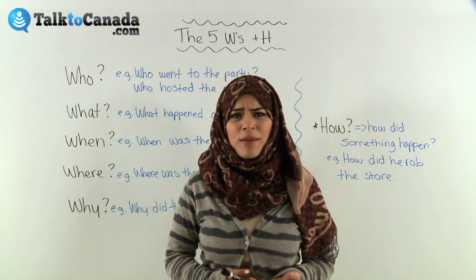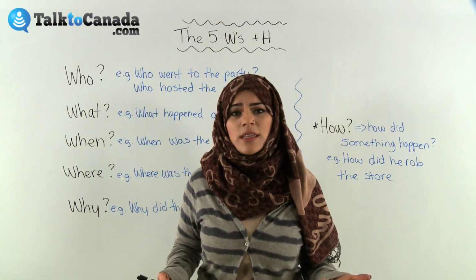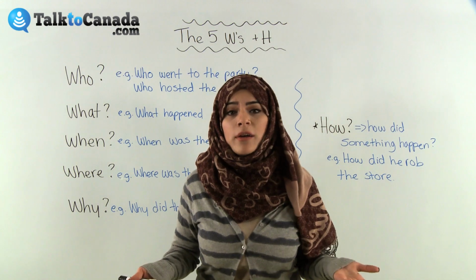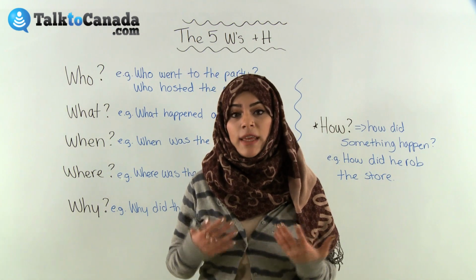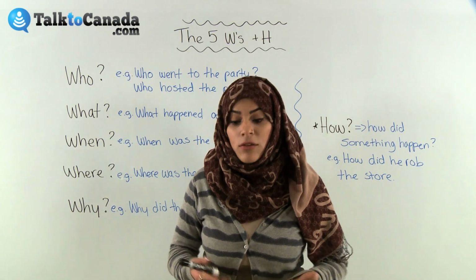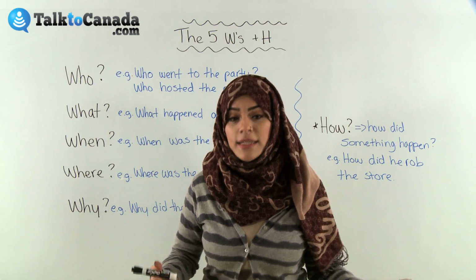Today I'm going to talk to you about the 5 W's and H. These are questions that we use whenever we want to find more information about any given incident or event. In fact, most journalists use it when they're writing newspaper articles. They answer all of these questions so that people who are reading these newspapers get all the details that they need.